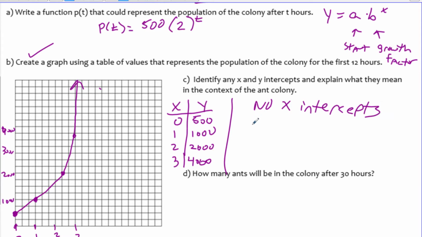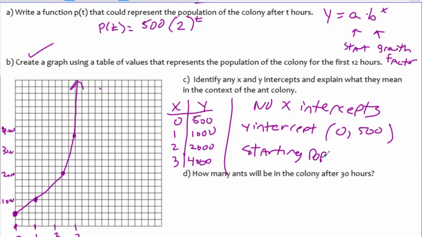And then y, in this case, is 500. So my y-intercept is the point (0, 500), and this represents the starting population at t equals 0. At time 0, there were 500 ants in the colony. Letter D says, how many ants will there be after 30 hours?